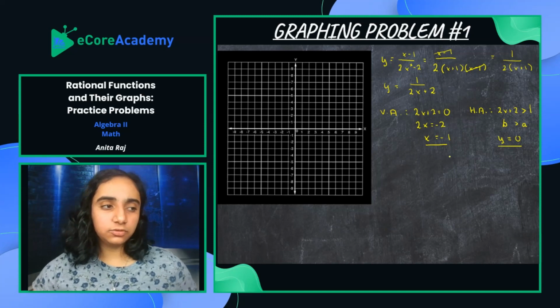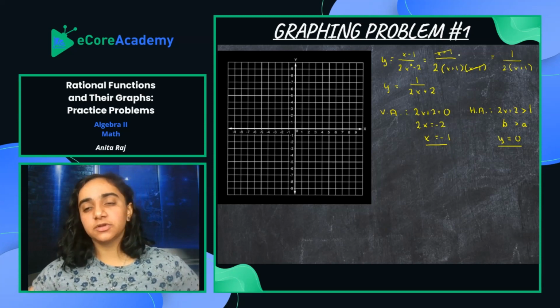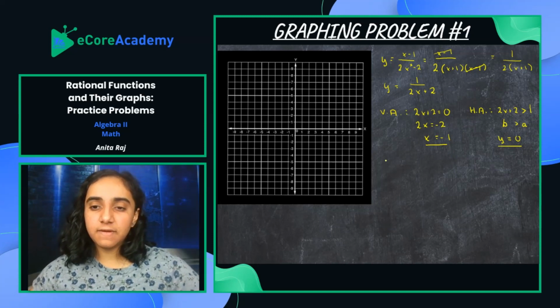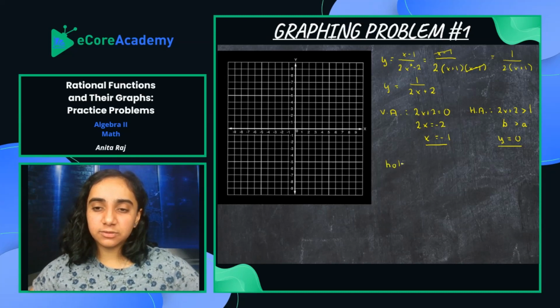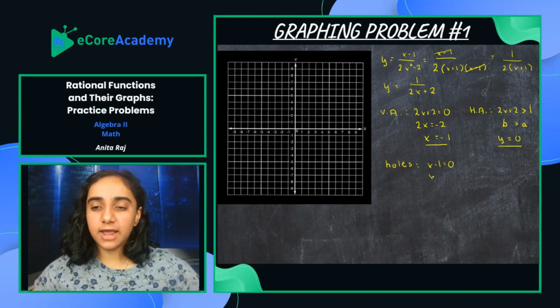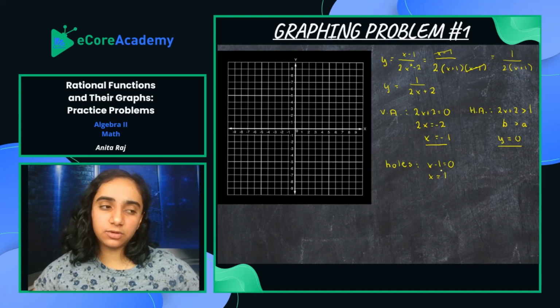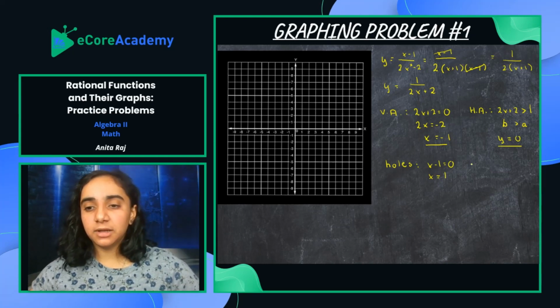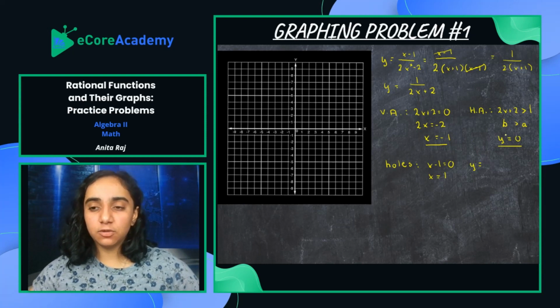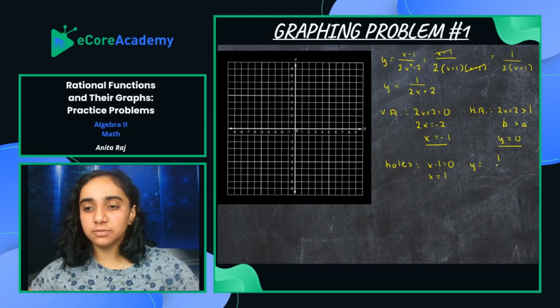Now let's look at the holes. In regards to holes, we saw that there was a common factor of x minus 1. So if there's a common factor of x minus 1, that's where the hole is going to occur. So we're going to set x minus 1 equal to 0 to find the x coordinate of the hole. We're going to add 1 to both sides and find that x equals 1. Then we have to plug it into our reduced function to find the y coordinate, because remember, holes are points. So we have the reduced function 1 over 2x plus 2, and we plug 1 in for x, and we get 2 times 1 plus 2.